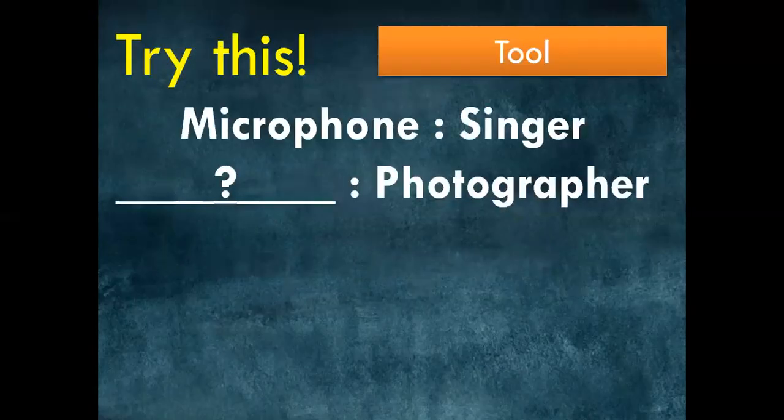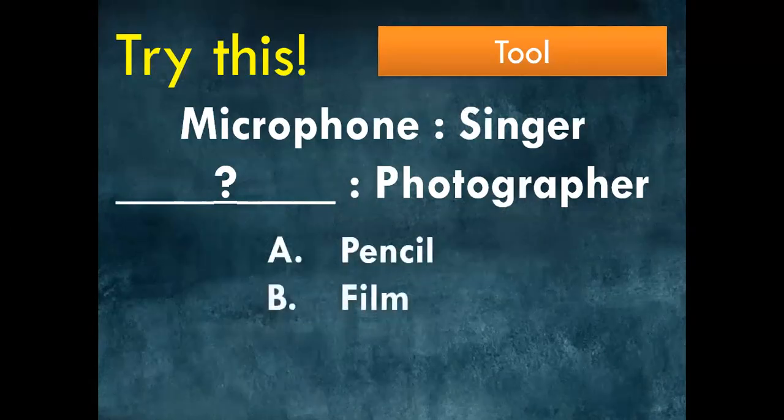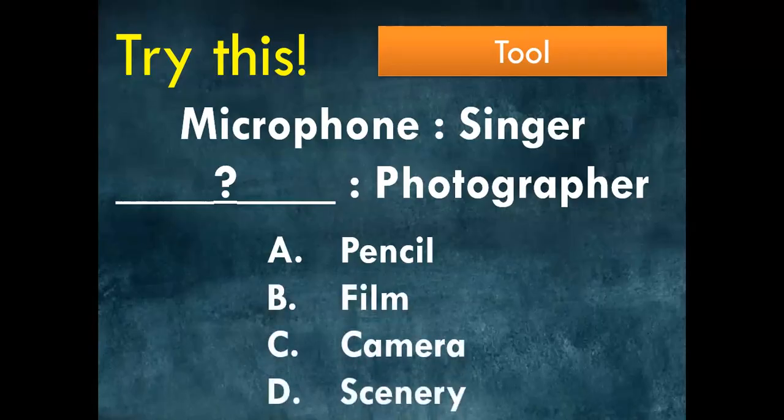Example, microphone is a tool used by a singer and blank is to photographer. A, pencil, B, film, C, camera, or letter D, scenery. And the correct answer is letter C. Camera is a tool for photographer or a tool used by photographers.